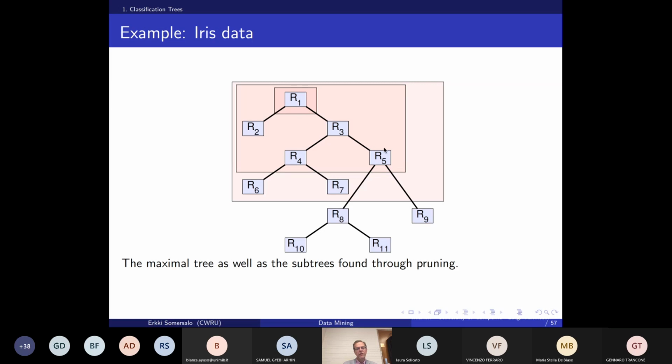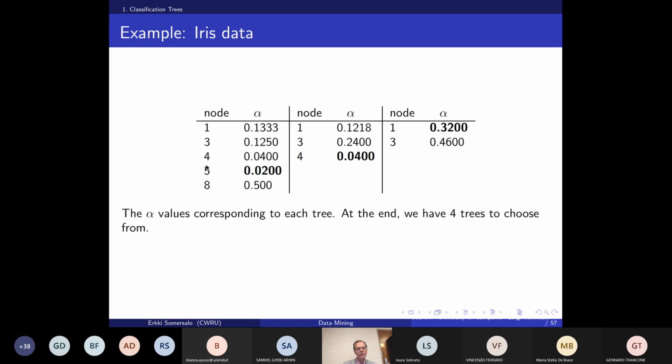1, 3, 4, 5, 8. So these are the non-leaves. I calculate what the critical alpha for those nodes is, and the values are 1.01, 0.133, 0.125, 0.04, 0.02, 0.05. So comparing these numbers, I see that if I cut at 5, I get the smallest alpha.